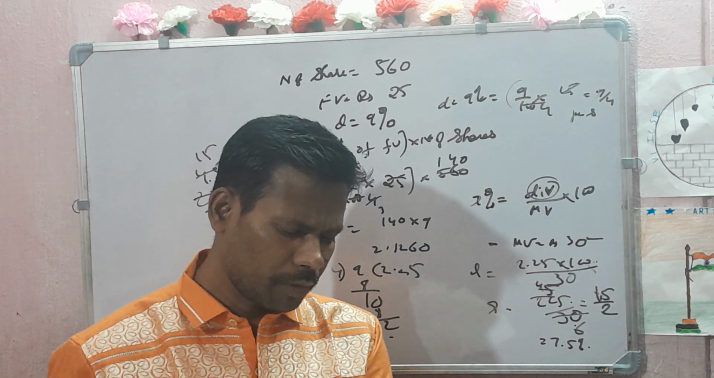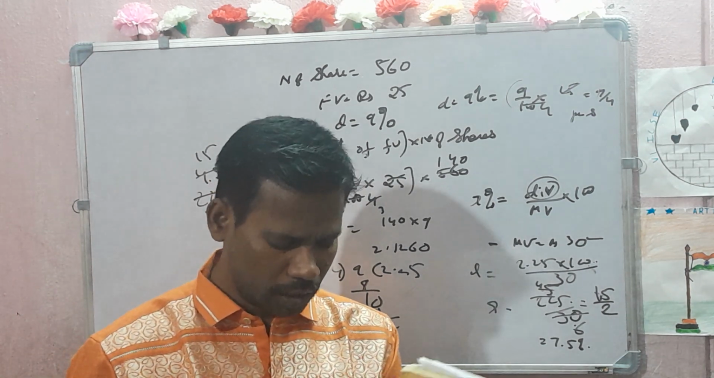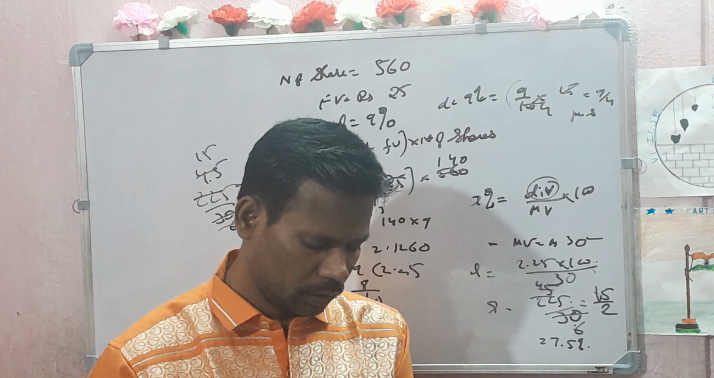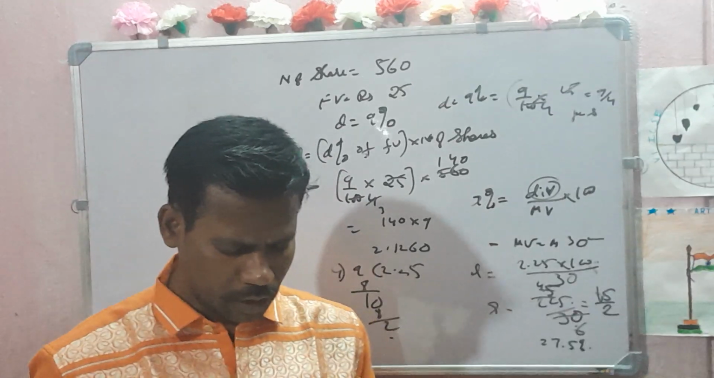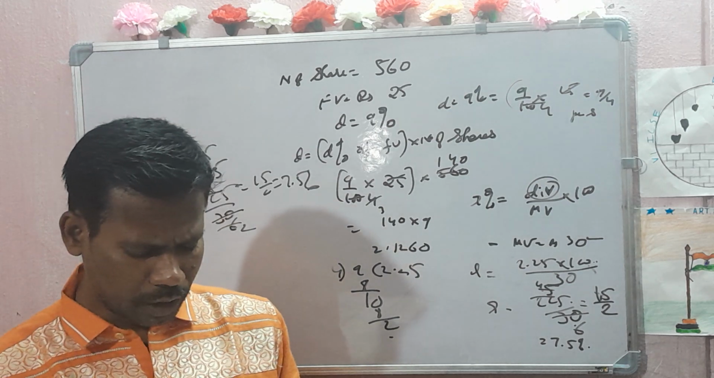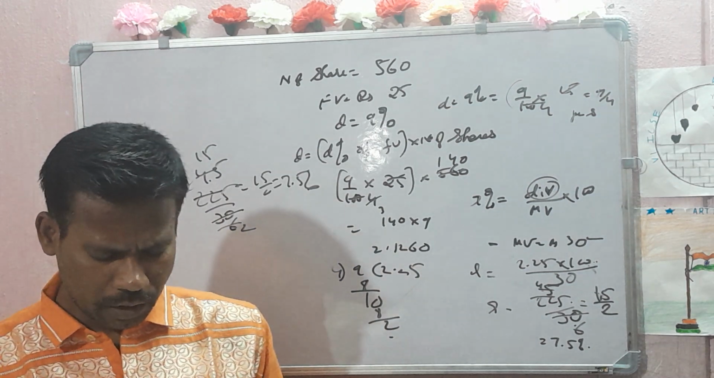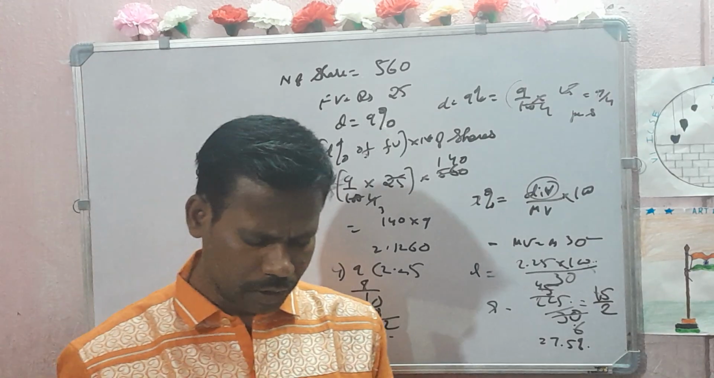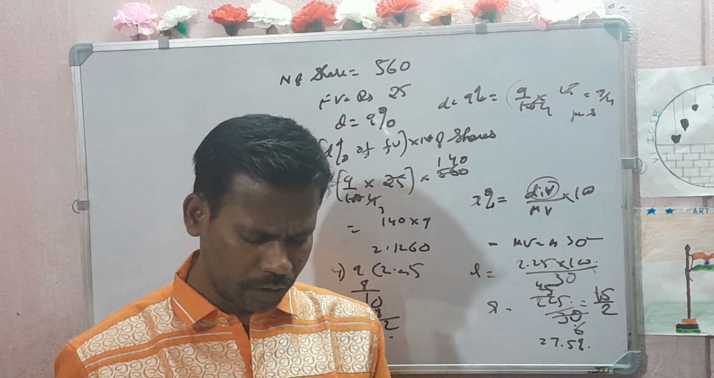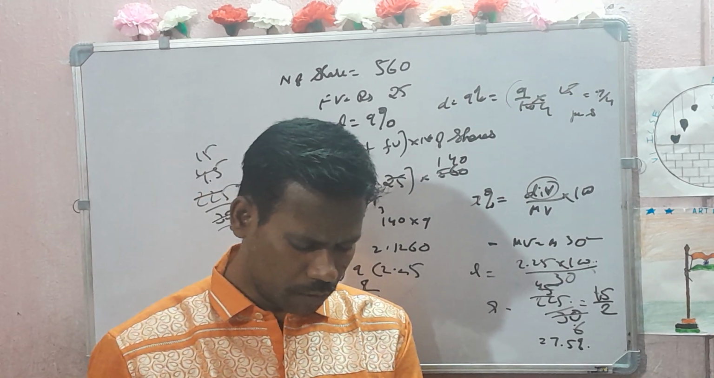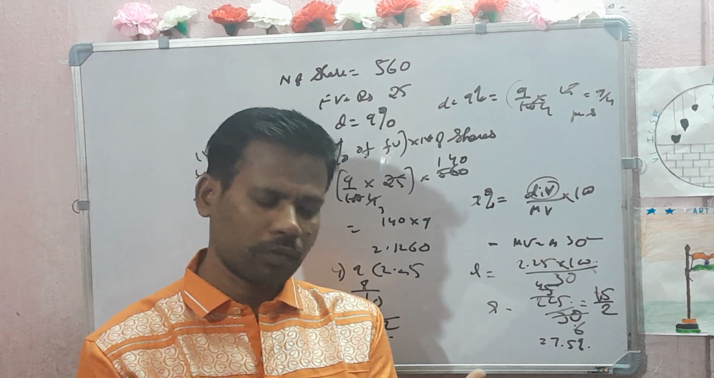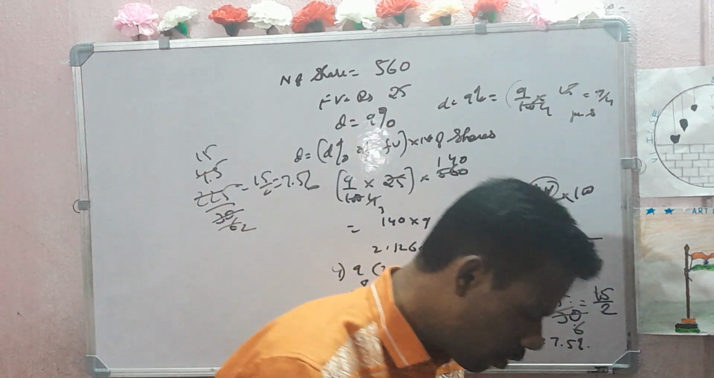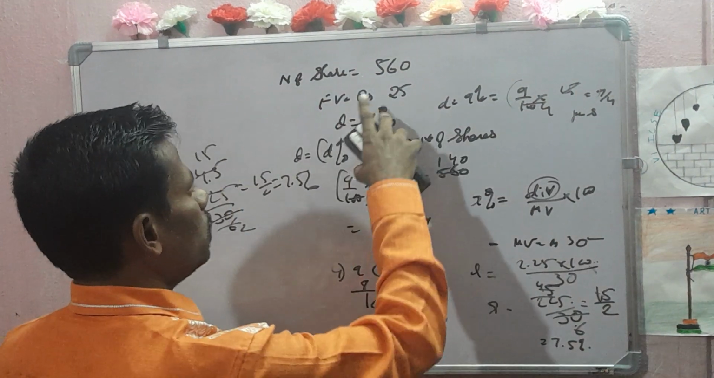A dividend of 9% was declared. Again, this is under the model. A dividend of 9% was declared on rupees 100 shares selling at a certain price. If the rate of return is 7.5%, calculate the market value of the share. So this problem is clear.